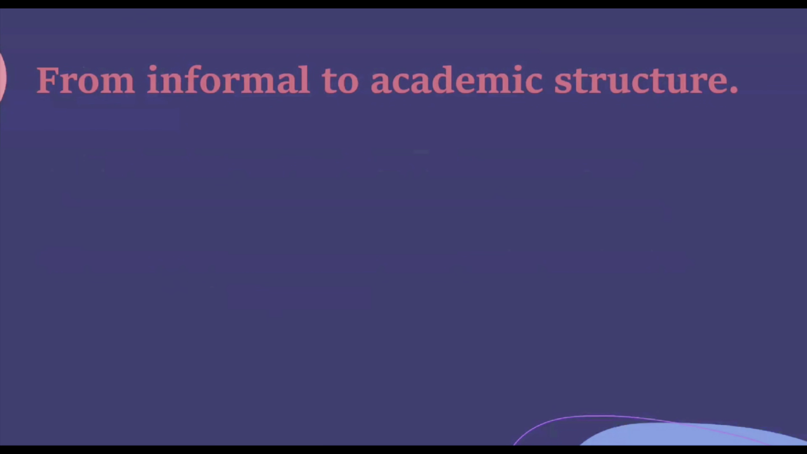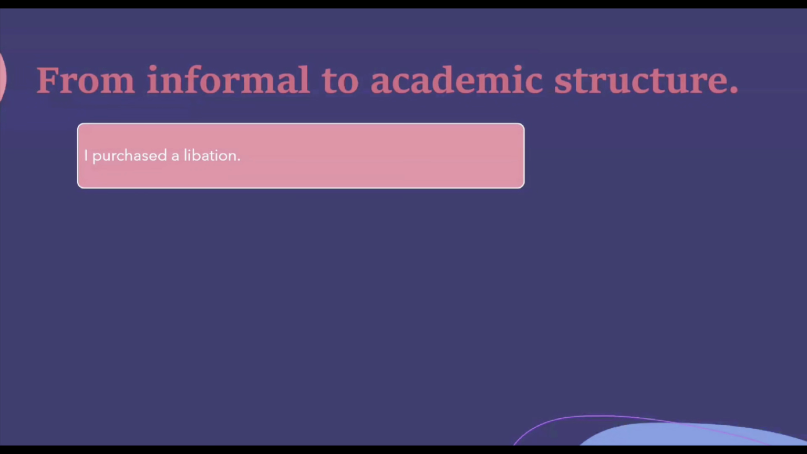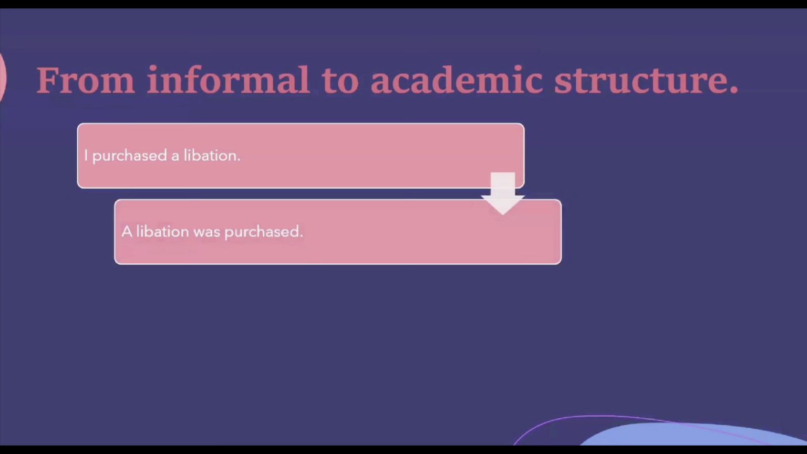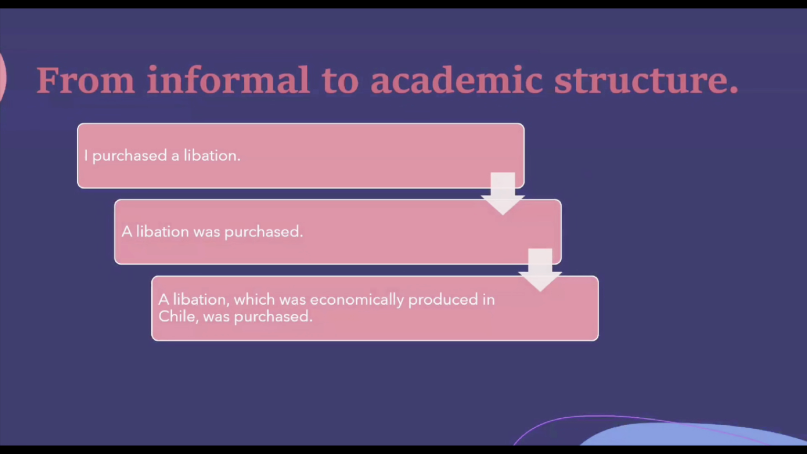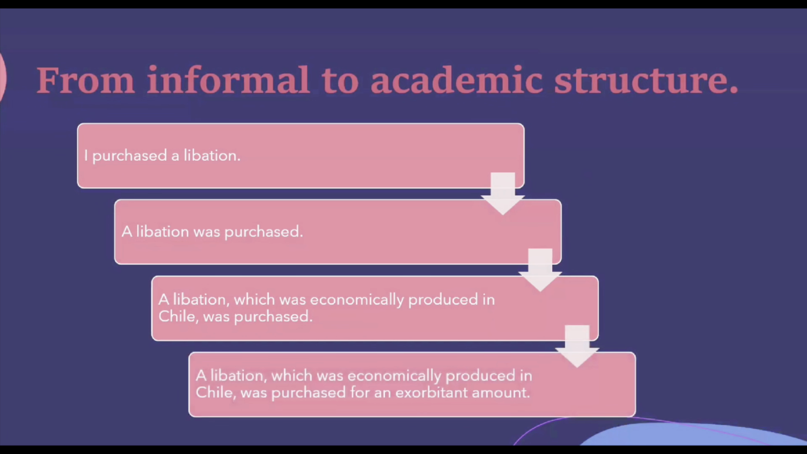So let's go. So if we change the sentence that we made last time and make it even better with grammar this time, let's see how it changes. So I purchased a libation. A libation was purchased. A libation which was economically produced in Chile was purchased. So now we're using relative clause and passive. A libation which was economically produced in Chile was purchased for an exorbitant amount. So we're adding more vocabulary. And you can do this with sentences. You can keep improving them.